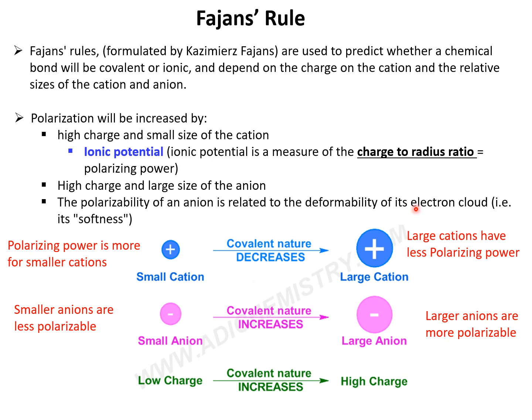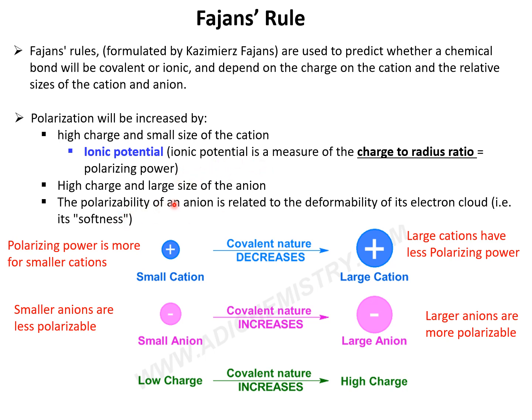the type of polarization. Fajans rules, which were formulated by Kazimierz Fajans, are used to predict whether a chemical bond will be covalent or ionic and depend on the charge on the cation and the relative sizes of the cation and anion. Polarization will be increased by high charge and small size of cation. Ionic potential is a measure of charge to radius ratio, that is, the polarizing power. The ability that describes the amount of polarization is called polarizing power.